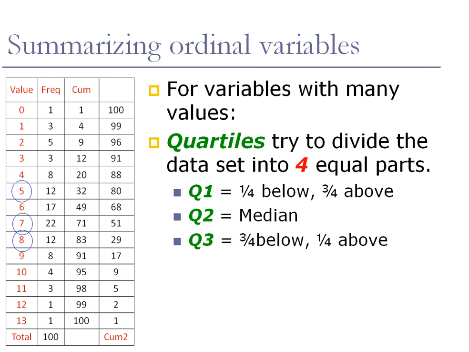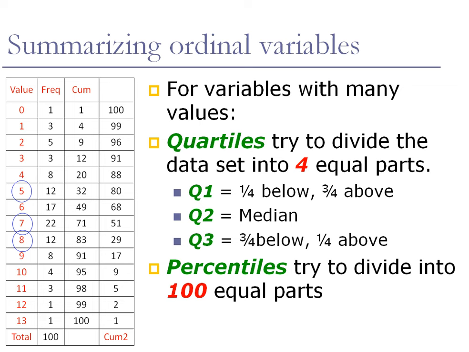Now we can keep playing this game, and we can try and divide the whole data set into percentiles. And the whole point of percentiles is to try and divide the data set into 100 equal parts. As you can imagine, if you're trying to divide into 100 equal parts, you had better deal with a variable that has lots of values and with a data set that has lots of observations. Otherwise, those percentiles really will not make a lot of sense.